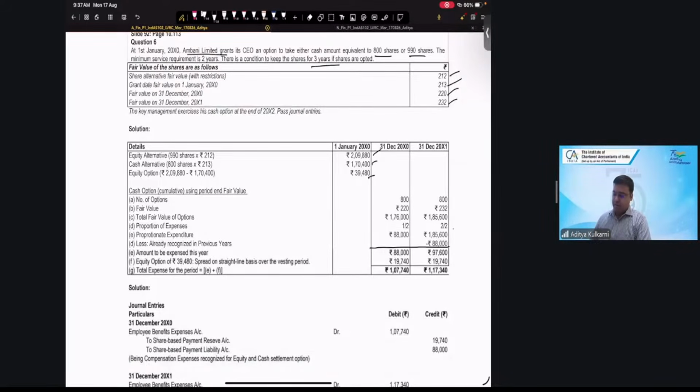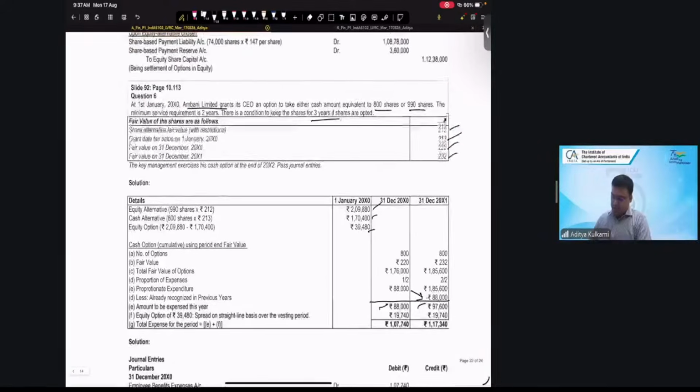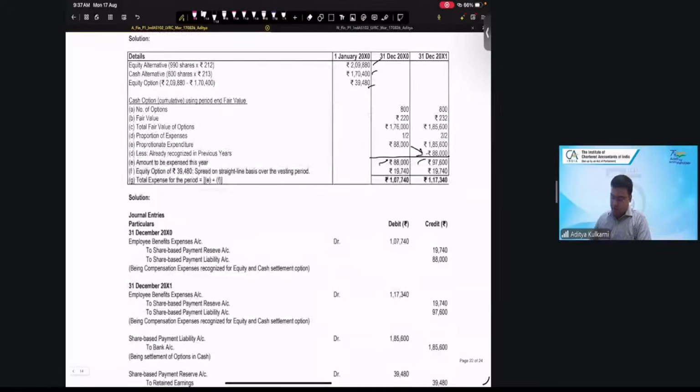Expenditure half and then full for the second year. So 88,000, then 185,600. Then when you subtract what was booked earlier, the amount to be expensed in this year is 88,000 and 97,600. Equity option of 39,480 spread over a straight line basis. So total expense 1,07,740, 1,17,340.